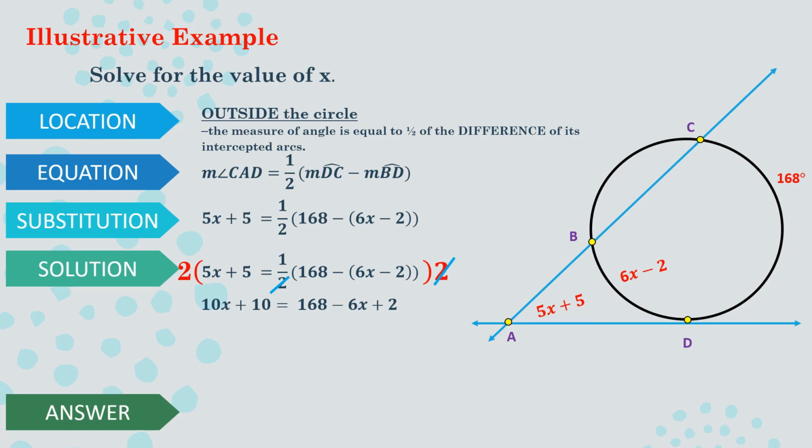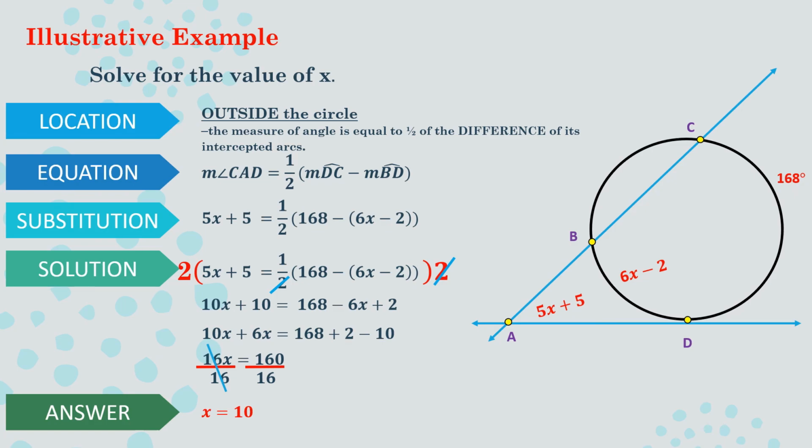Then all we have to do is to simplify this, combining like terms. So we will have 10x plus 6x is equal to 168 plus 2 minus 10, and that will give us 16x equals 160. Divide both sides by 16, then x is equal to 10. Then you can use now this value to solve for the measure of angle CAD. So since measure of angle CAD is 5x plus 5, replacing x by 10, you will have 5 times 10 plus 5, which is equal to 55.